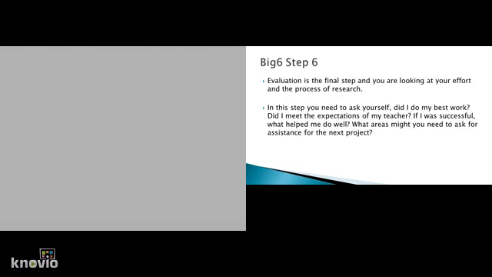Step 6 in the Big 6 research model is evaluation. This is the final step, and you are looking at your effort and the process of research. In this step, you need to ask yourself, did I do my best work? Did I meet the expectations of my teacher? If I was successful, what helped me do so well? And what areas might you need to ask for help or assistance for your next project?